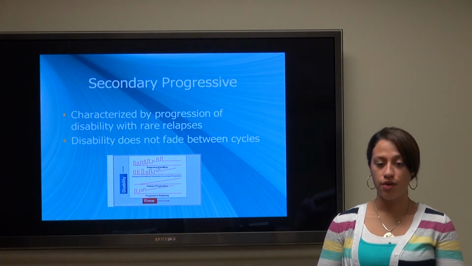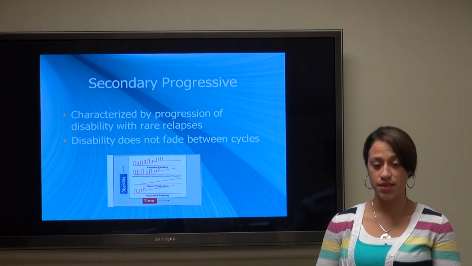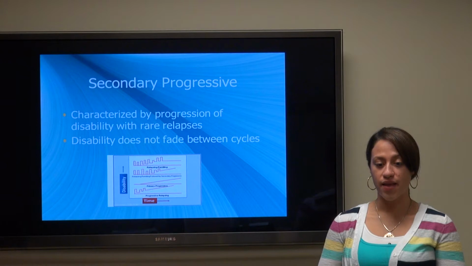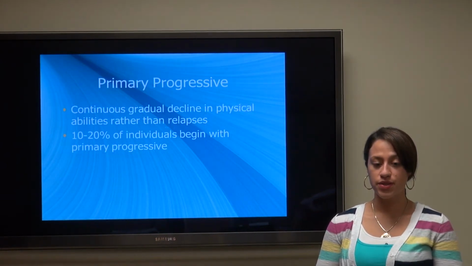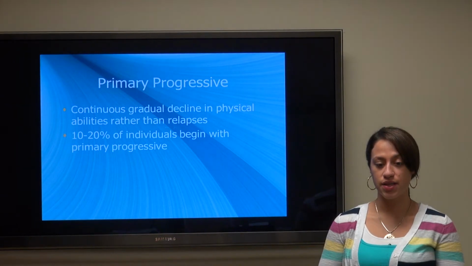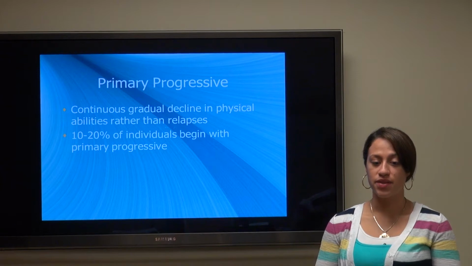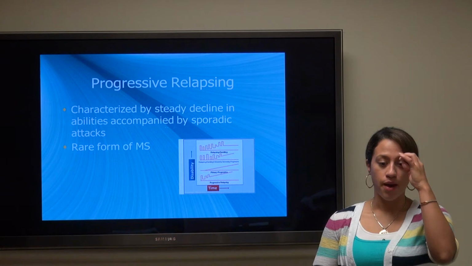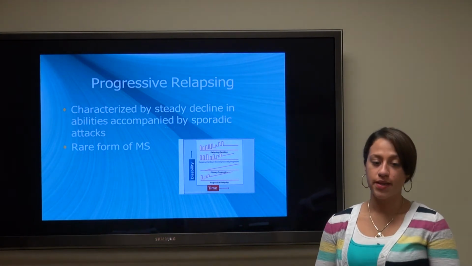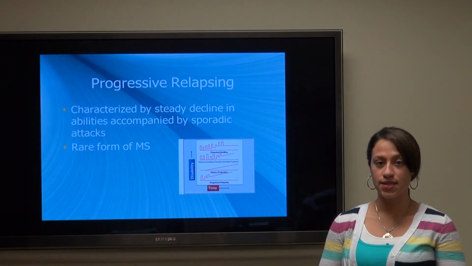Secondary progressive, on the other hand, is characterized by progression of disability with rare relapses. Disability typically does not fade between cycles. In primary progressive, there's a continuous gradual decline in physical abilities rather than relapses, and this is about 10 to 20% of individuals that are diagnosed with MS. The final one is progressive relapsing. So this is basically characterized by a steady decline in abilities with sporadic attacks. This is a rarer form of MS.